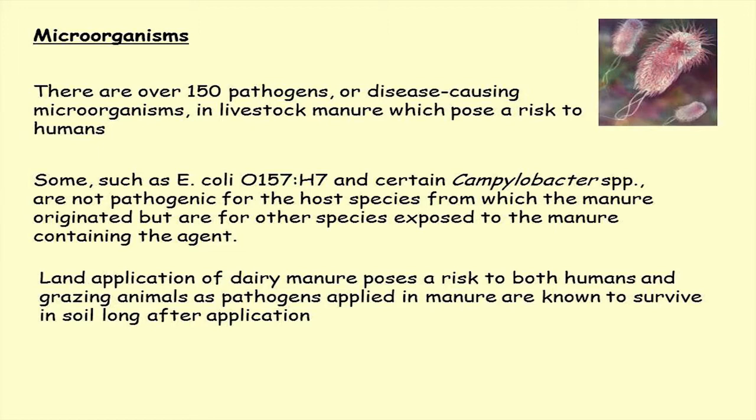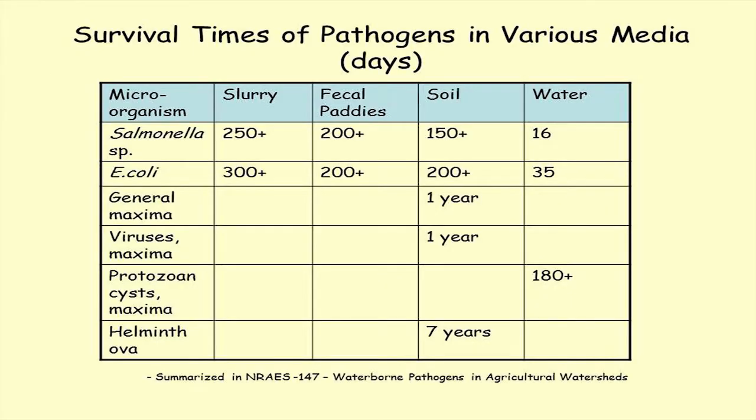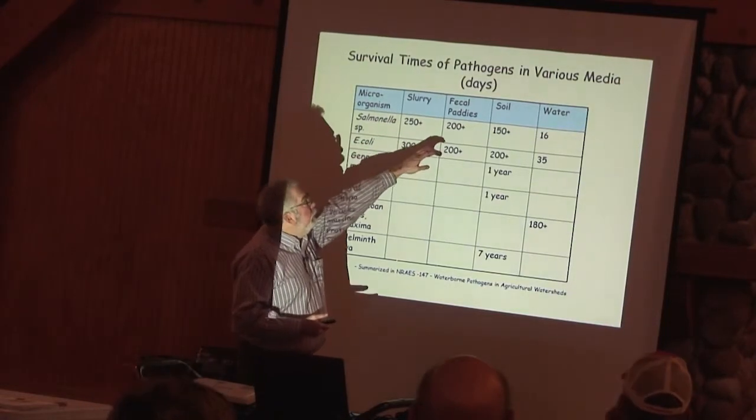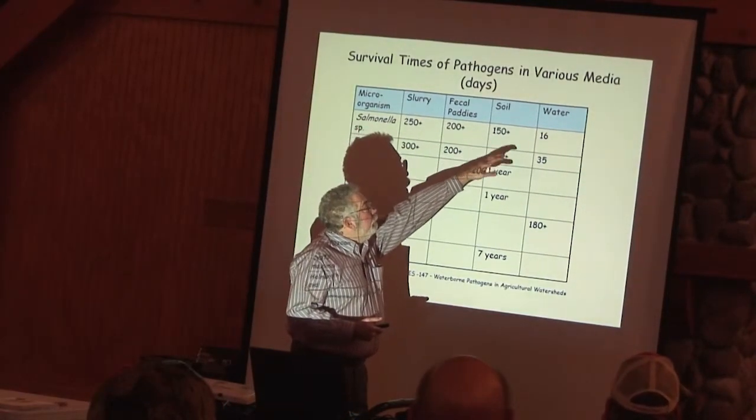Land application of dairy manure poses risk to both humans and grazing animals, as pathogens can be known to survive for a long time in the soil. It's not like you apply manure to the field and the pathogens die right off. Here's some summarized data from various places showing how long different pathogens survive in slurry, fecal patties, soil and water.